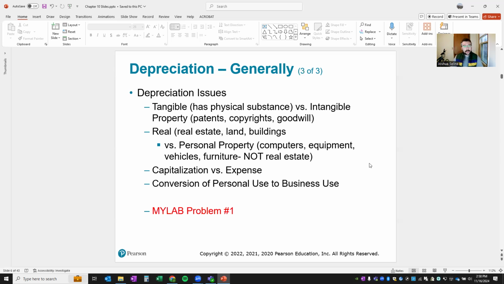And on slide 3, depreciation issues: tangible, having physical substance, right? I can touch it, a building, a car, versus intangible: patents, copyrights, goodwill, loan costs. And then you've got real property, pretty much anything dealing with real estate. Personal property: computers, equipment, vehicles, furniture that aren't real estate. Capitalization versus expense, and there's an issue with conversion of personal use to business use.